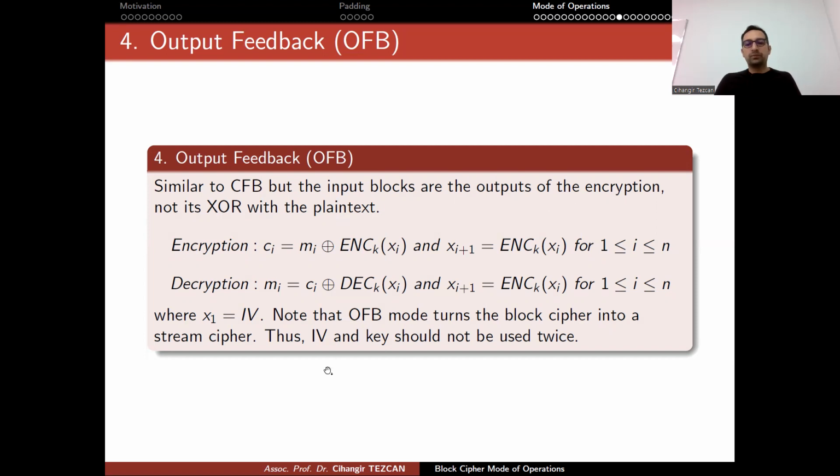So again, here I mentioned that OFB mode turns the block cipher into a stream cipher, thus IV and key should not be used twice. So in this mode of operation, the IV always changes. So maybe instead of IV, we should say nonce, so that it will be more clear. But again, as I already mentioned, the literature sometimes uses the word IV, sometimes nonce. In this scenario, I see it as a nonce, not an IV. But since people say IV, if you use the same IV twice, they will call it an IV reuse attack, okay?